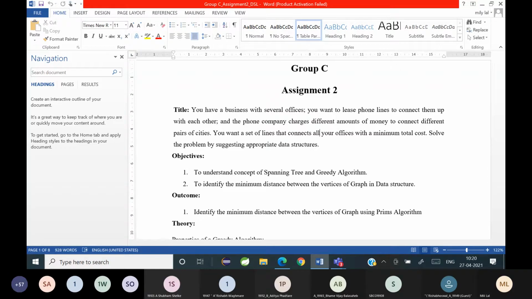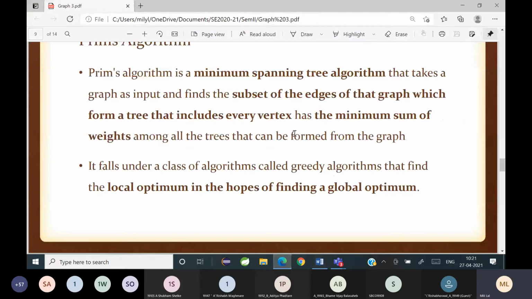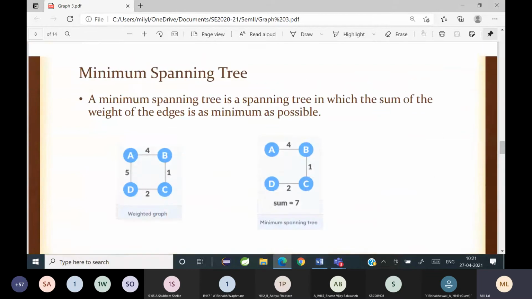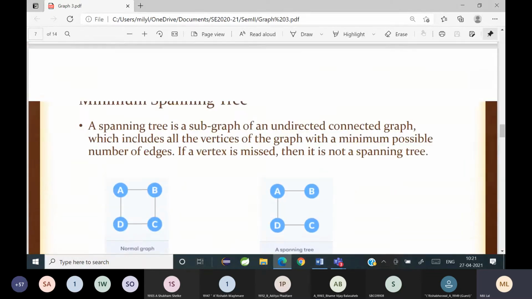Yes, students? Minimum spanning tree. Yeah. So we'll be following the minimum spanning tree procedure. Now, for those who don't remember that, we'll just revise a little bit about that first.